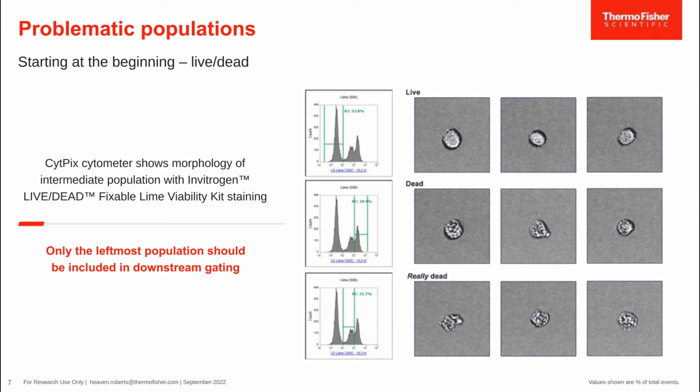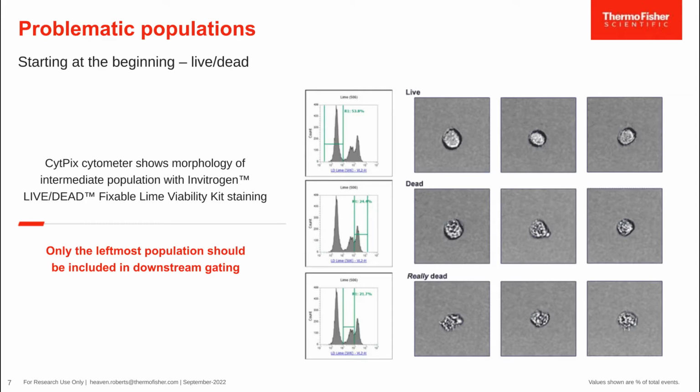So really titrating your viability dyes can be very important because there's been kind of contention for a while, at least from my understanding, on whether or not this intermediate population are dead cells or are these live cells that are starting to go into the steps of necrosis. So we can see here that that leftmost gate are our live healthy cells. Those are the ones we're after. The rightmost gate, of course, those are our dead cells. But the intermediate gate is also dead.